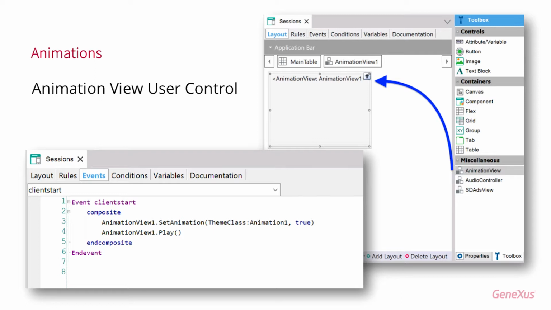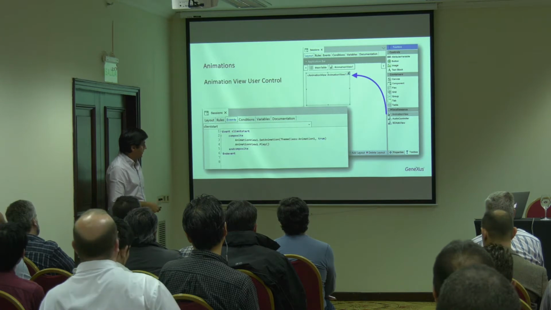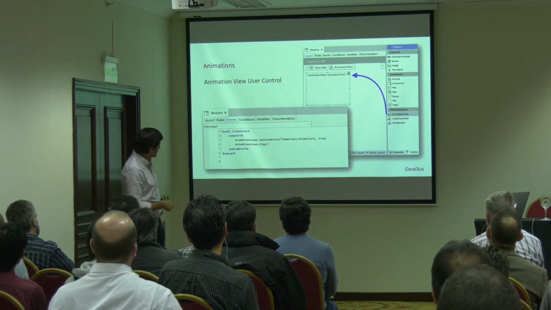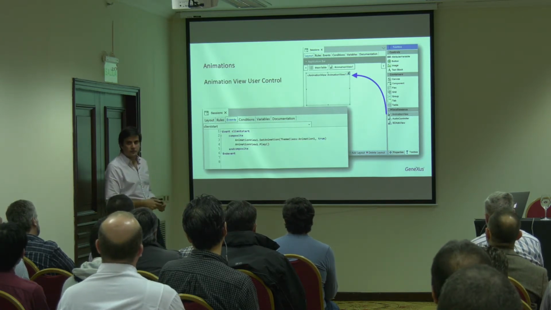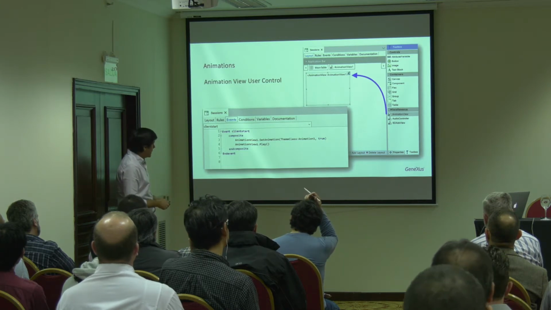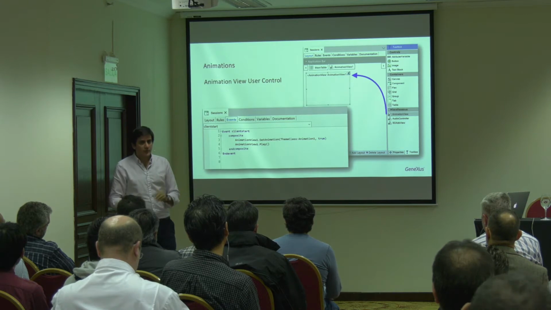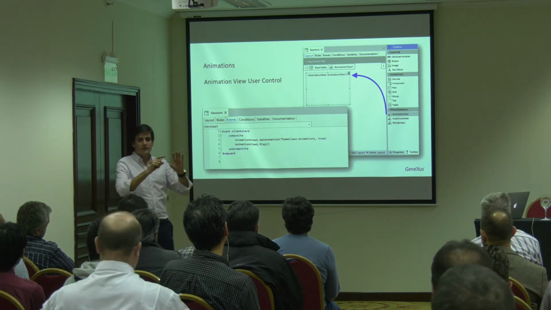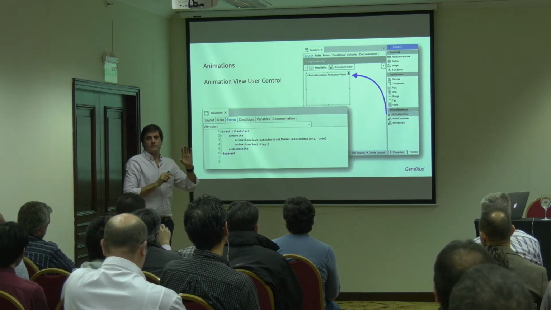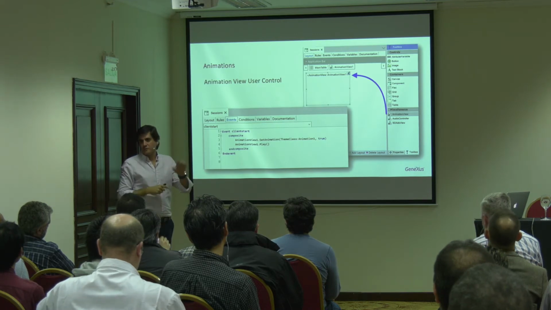And Play is so that it starts executing this animation. There are other methods that are going to be associated with the animation view control, like for example pausing the animation. Even Play has a couple of additional optional parameters to indicate from where we want the animation to start and how long we want it to last, because there are animations that have the play and the pause.